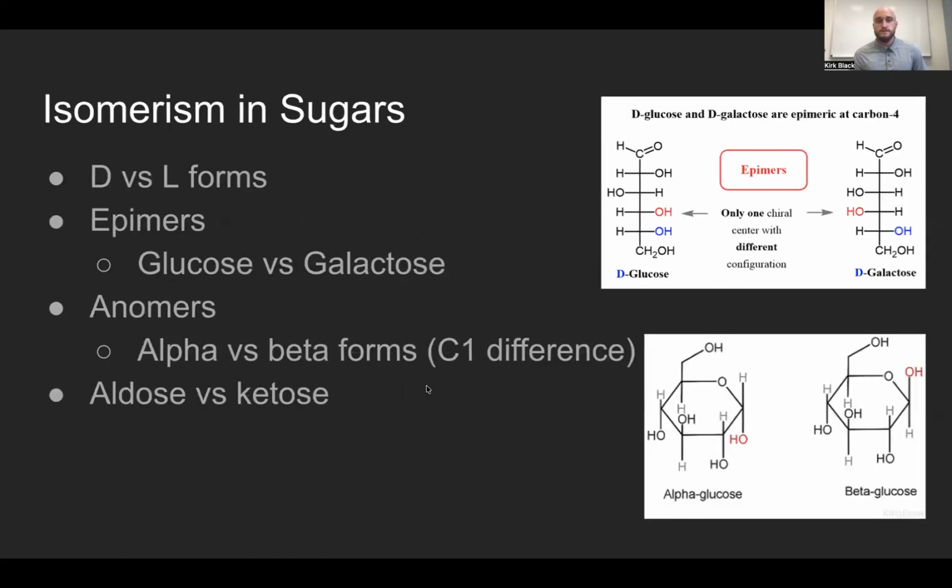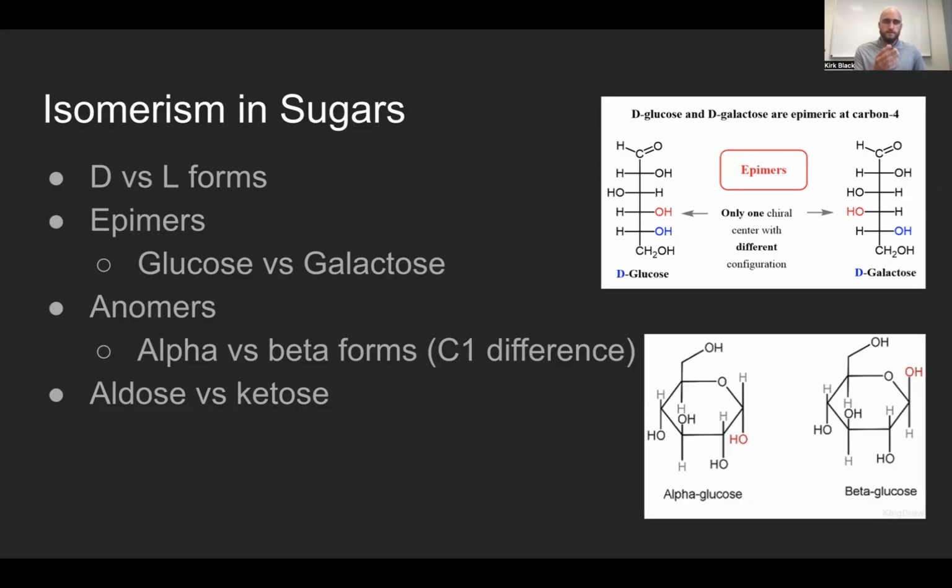Now, isomerism in sugars. Isomerism essentially means that if you were to write out the chemical formula of these molecules, they would have the exact same chemical formula. You wouldn't be able to identify the differences just by writing out the plain chemical formula. But you do have different isomers. You can find them through different ways.